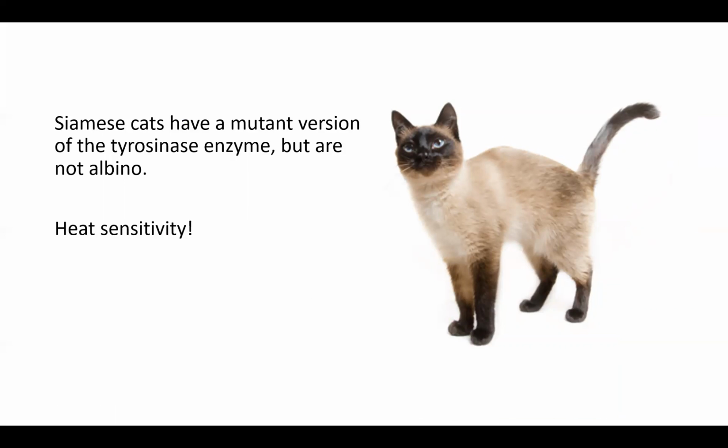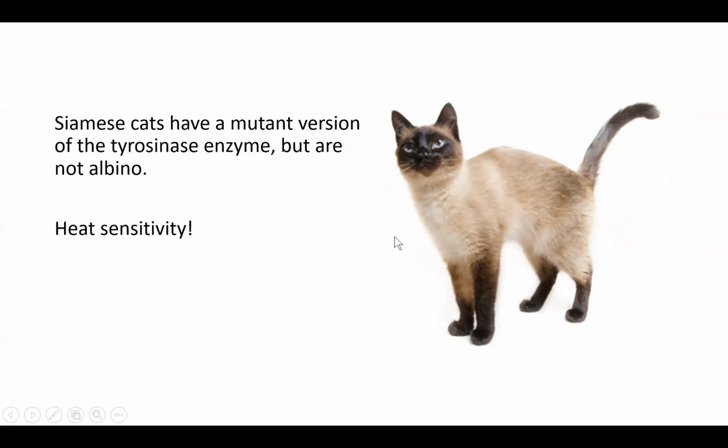Have you heard of Siamese cats before? They're really adorable and they're known for their voices. They talk a lot. So if you have a friend with a Siamese cat, or if you have one, they probably holler at you all the time. They're just chatty cathies. And Siamese cats have a mutant version of tyrosinase, except they're not albino. So it's not non-functional, it's just mutated.